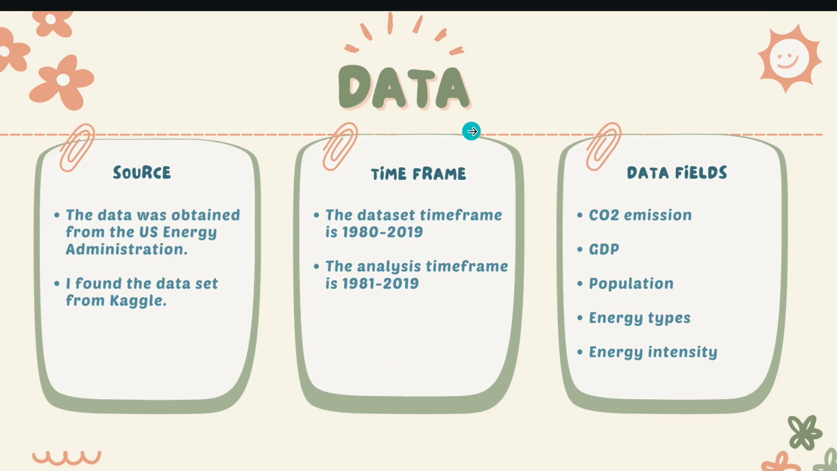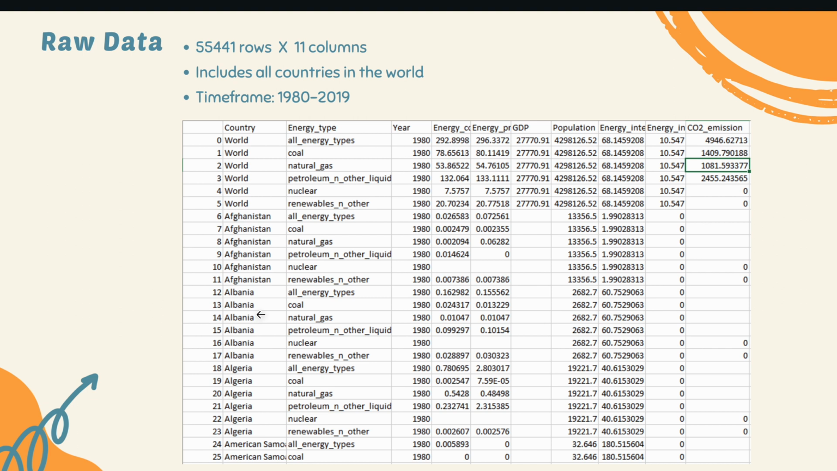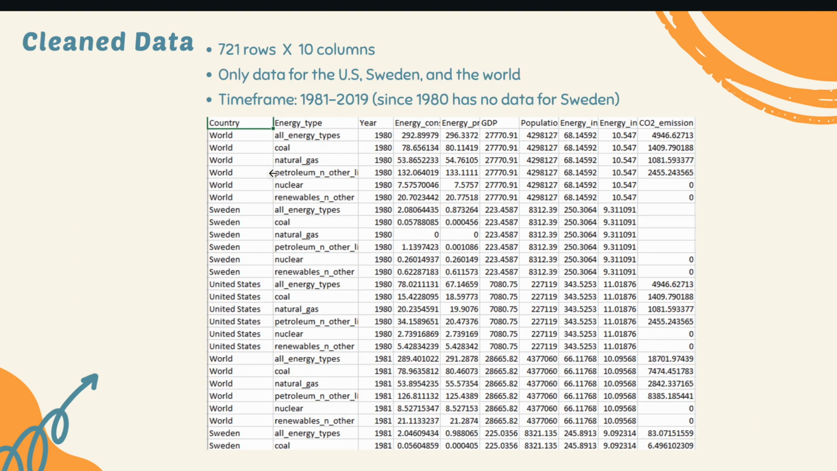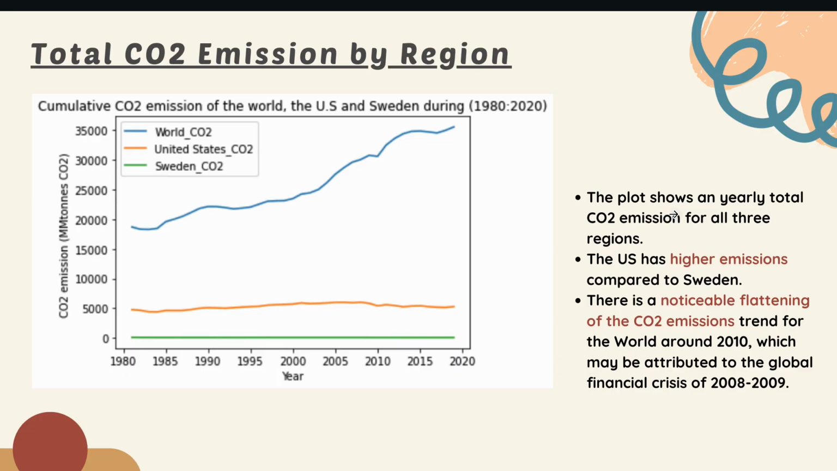About the data, I found the data set from Kaggle, and the data was obtained from the U.S. Energy Administration. In the raw data, we can see that it has data for all countries in the world. For the clean data, I only extracted data for the world, Sweden, and the United States, and I also changed the time frame from 1981 to 2020 because we can see that in 1980 there was no data for Sweden.